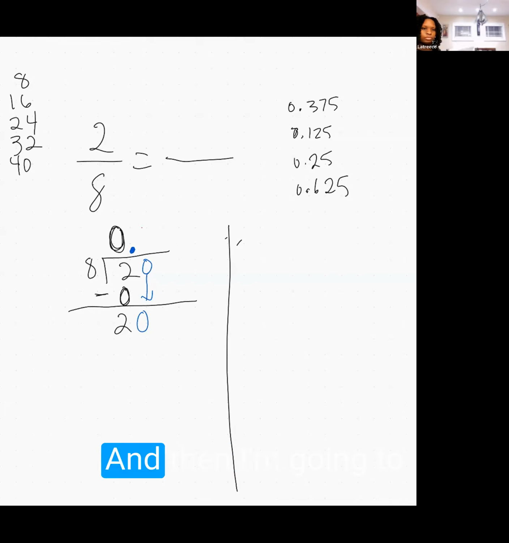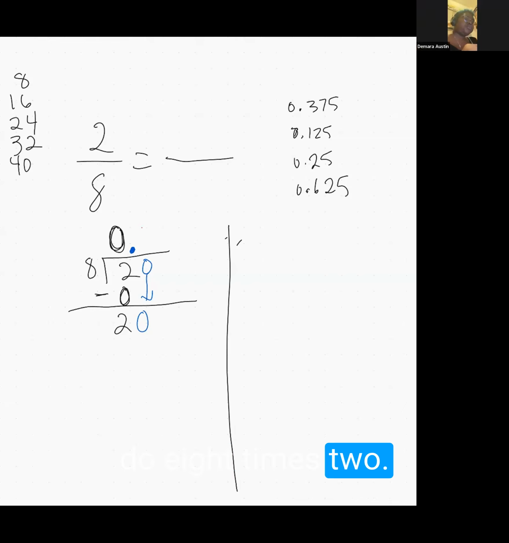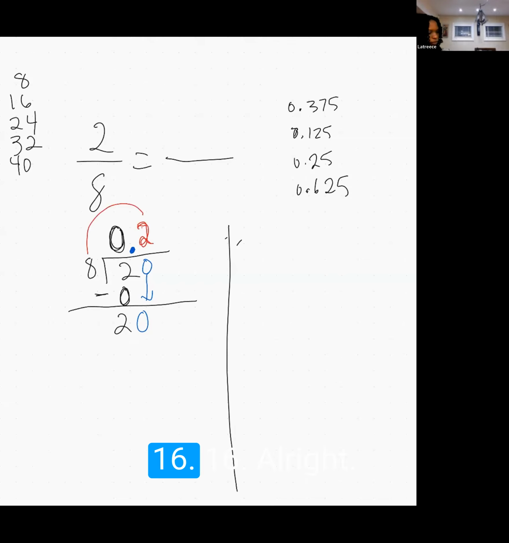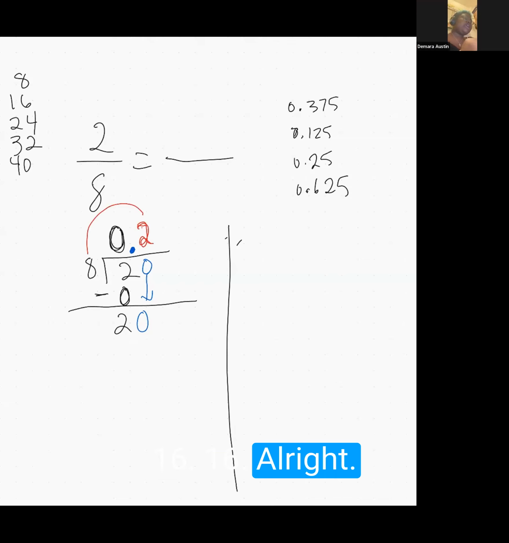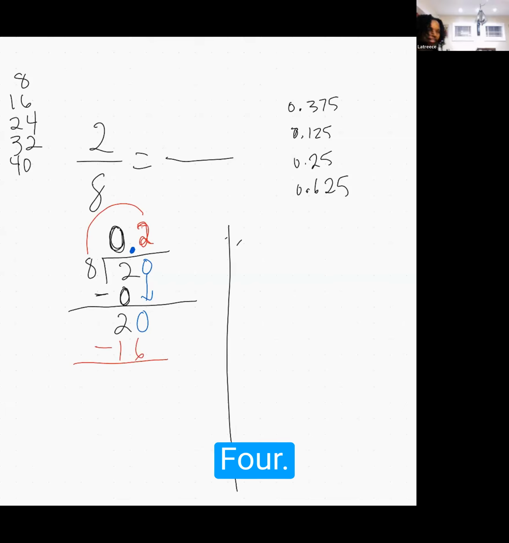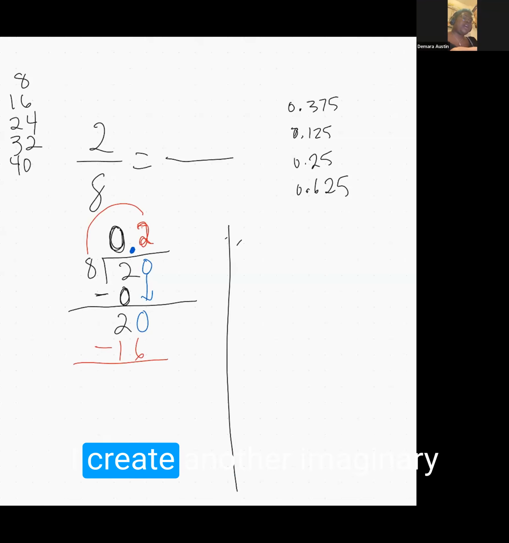All right. And then I'm going to do 8 times 2 and put it underneath the 20. What is 8 times 2? 16. All right. Now I subtract. What's 20 minus 16? 4. Okay. I create another imaginary 0 to bring down.